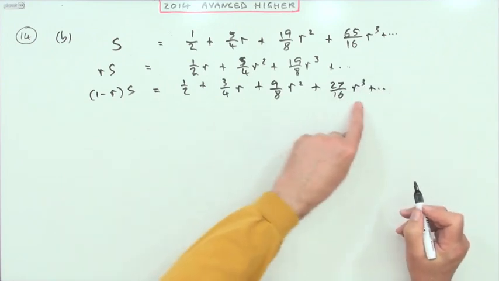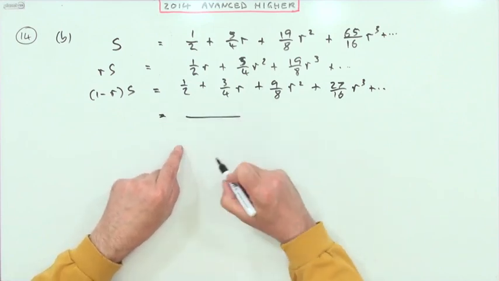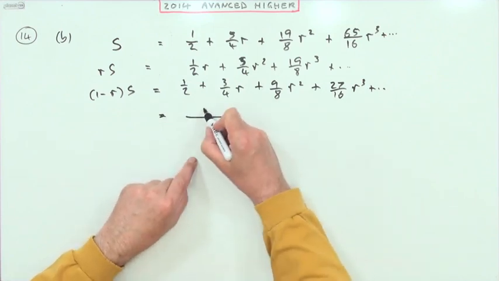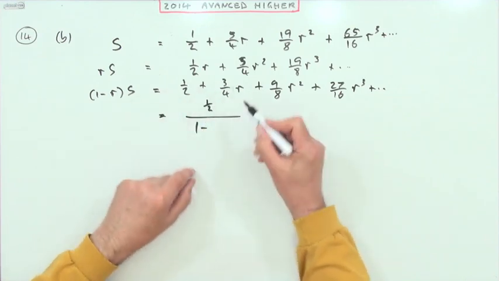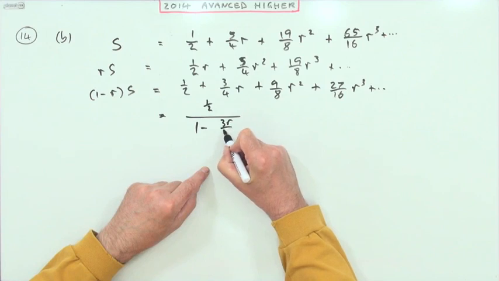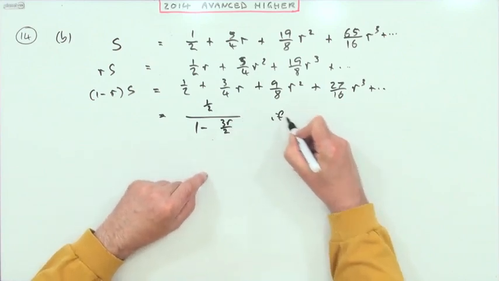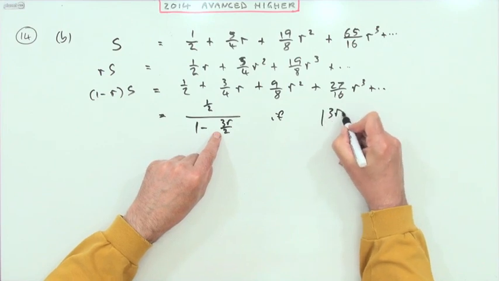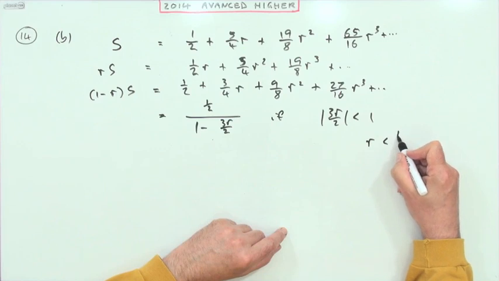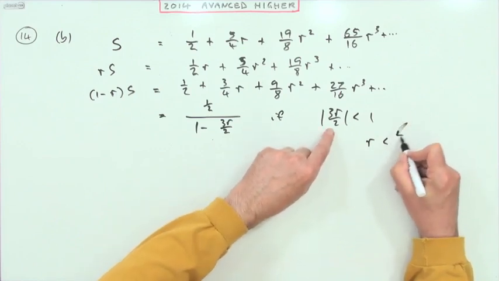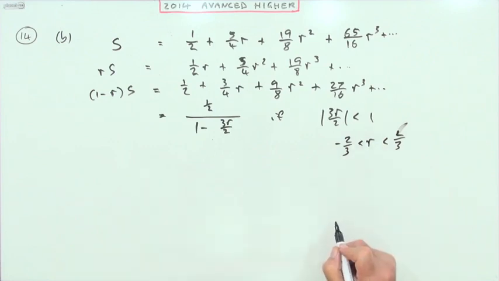And of course what we've got here is a geometric series. That would be a geometric series which would then just go to first term a half, common ratio has been multiplied by 3 upon 2, so minus 3r upon 2. It would go to that if this thing, 3r upon 2, was less than 1. So there's the same answer. r is less than 2/3 and greater than negative 2/3.